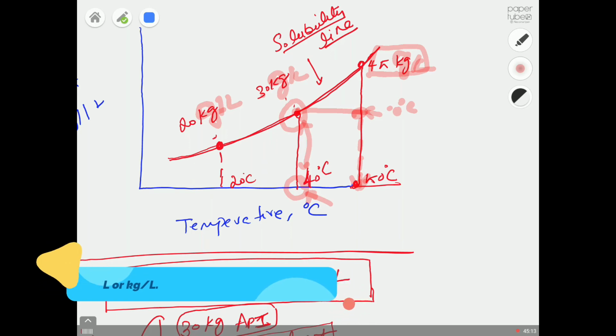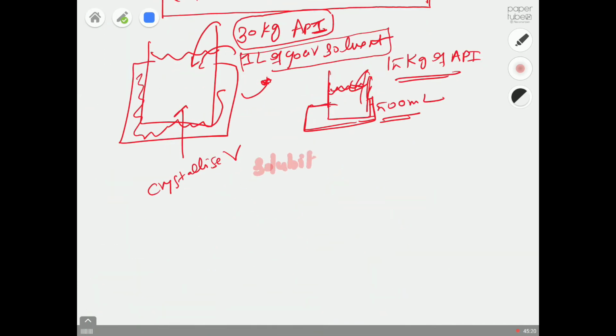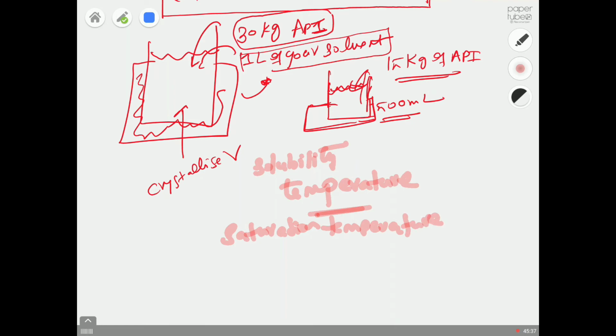By the way, you can call this temperature of 40 degrees the solubility temperature, or if you want, you can call it the saturation temperature. That's the right word, in fact. Saturation temperature means the temperature required to completely dissolve a known mass of solute in a solvent. So that's the definition of saturation temperature.